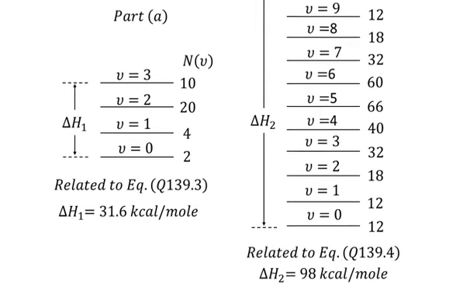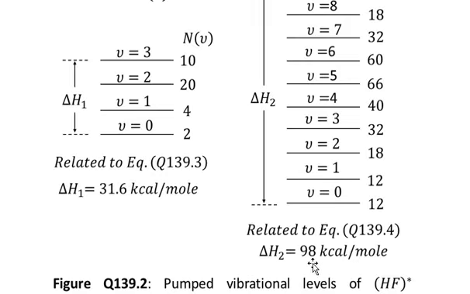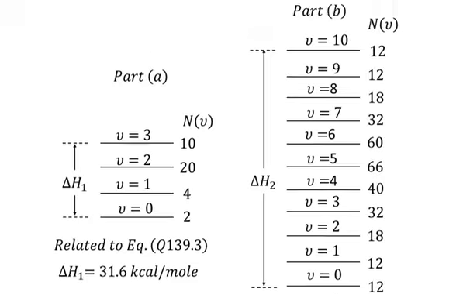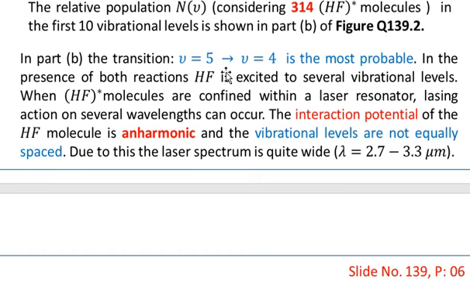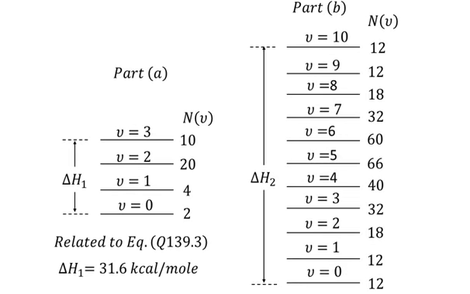And you see that this level corresponds to equation number 4, where delta H2 is equal to 98 kilocalories per mole. And these two diagrams in part number A and part number B are not to scale, so they carry different scales. In part number B, the transition from V is equal to 5 to V is equal to 4 is the most probable, because it produces the most intense beam.